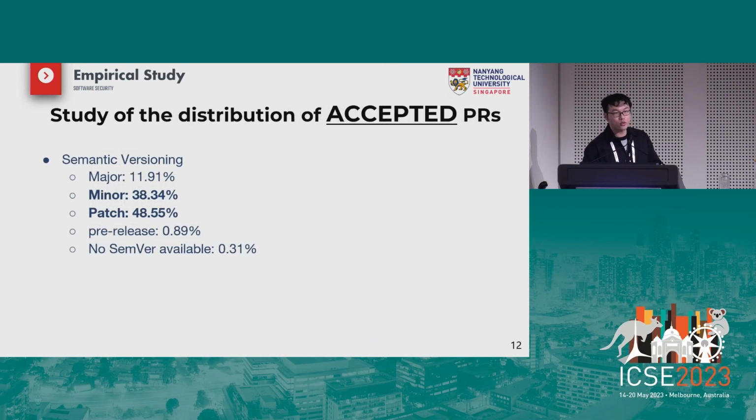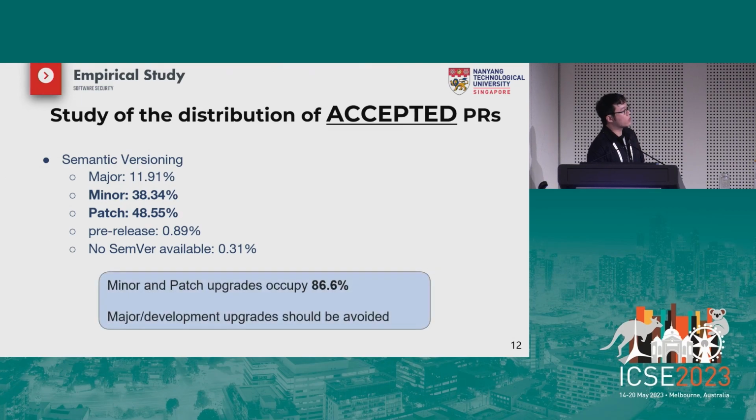We also studied the accepted PRs. Because we have no idea why they were accepted, we can only study the distribution. In this case, the minor and patch upgrades are supposed to be compatible, while for the rest there's no guarantee. These minor and patch upgrades account for 86%, which means that in remediation suggestions, major or pre-release upgrades are likely to be rejected. So we had better suggest minor and patch upgrades.